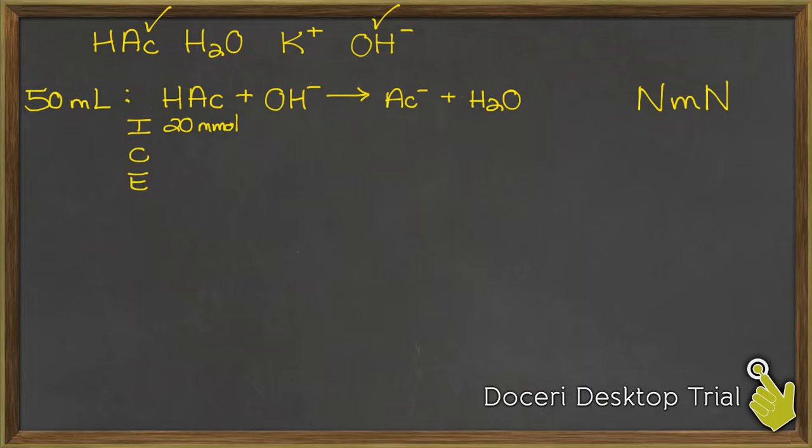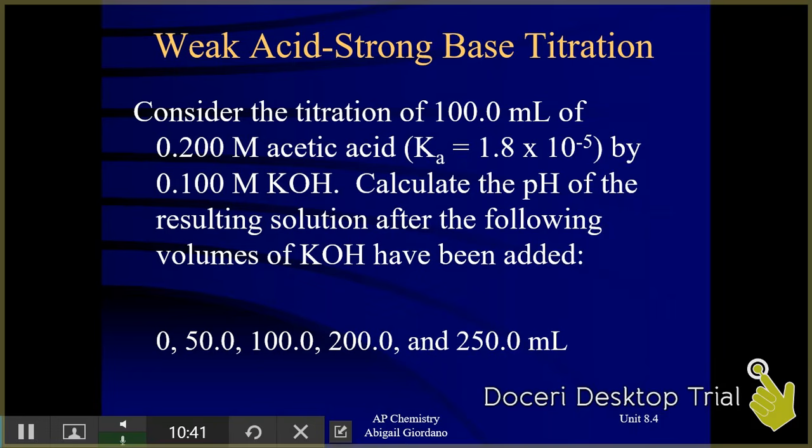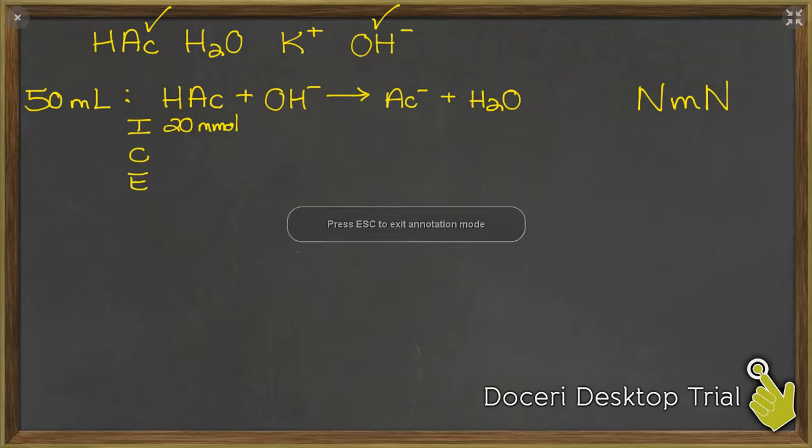Okay. Let's look at the base. Here's my volume of base. Here is my molarity of the base. Again, I'm going to keep my volume in milliliters because that just makes things easier for me. 50 times 0.1 is 5 millimoles.